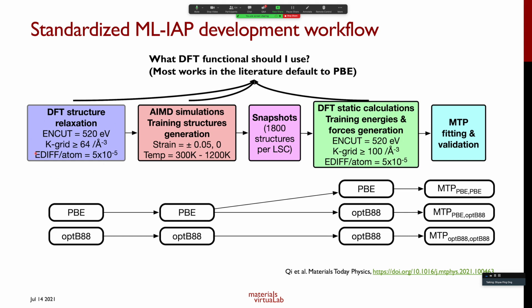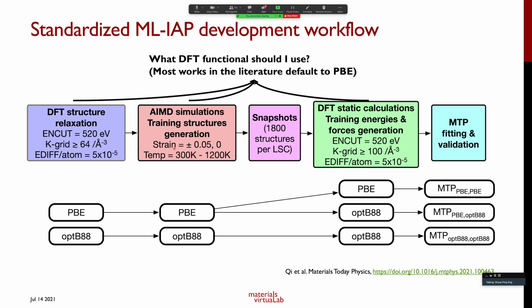So the way that we do this is basically we start with a DFT relaxation, we then do AIMD simulations at different temperatures and at different strains. We then collect snapshots from our AIMD simulations, and then we do static DFT calculations to calculate the energies and forces. And finally, we then do our machine learning MTP fitting and validation, right?